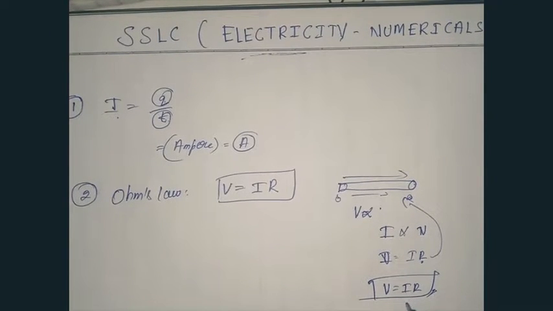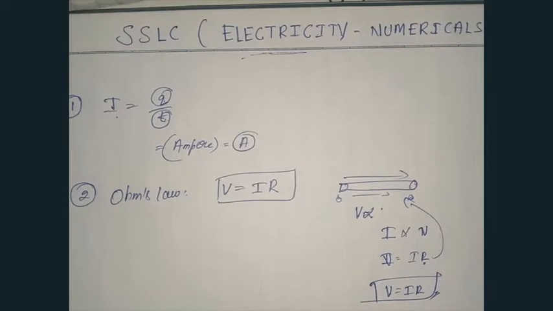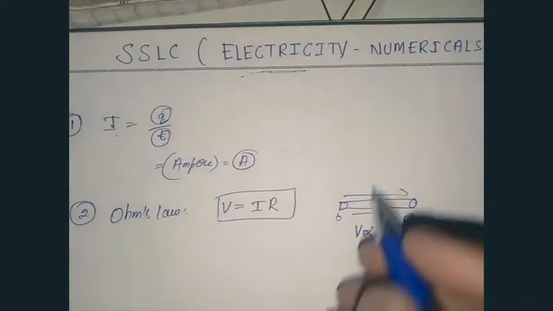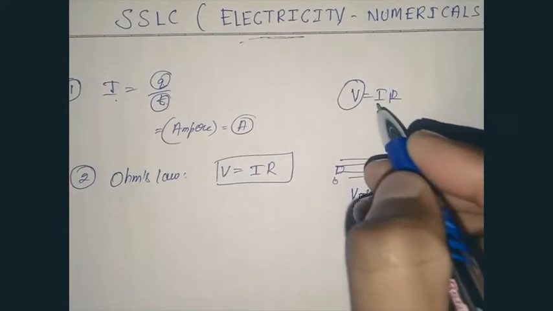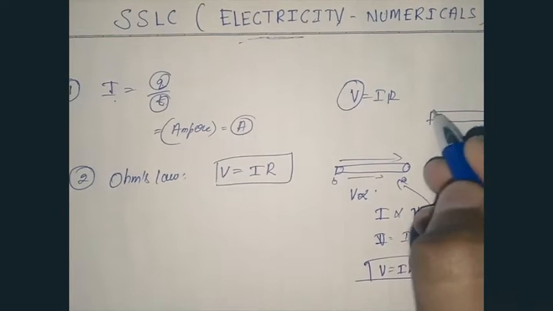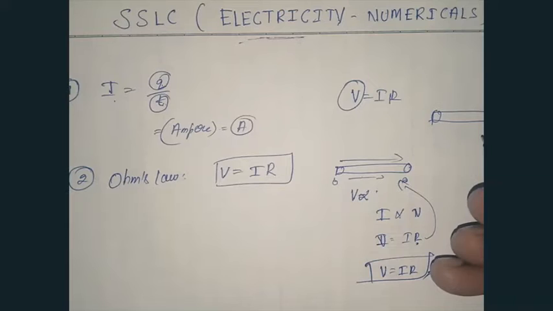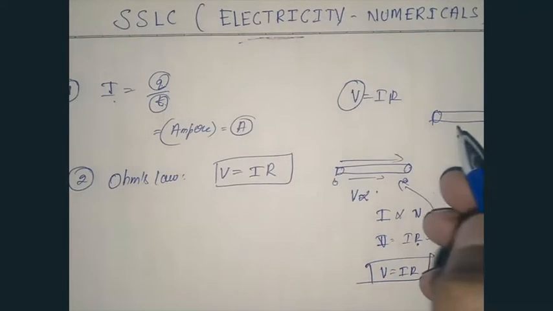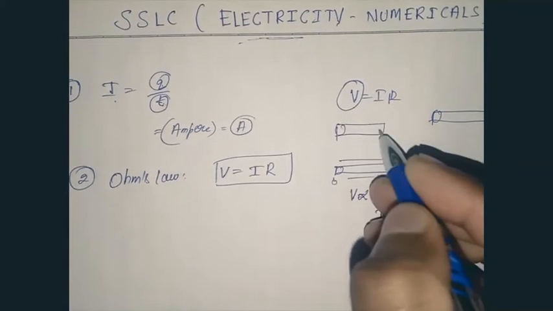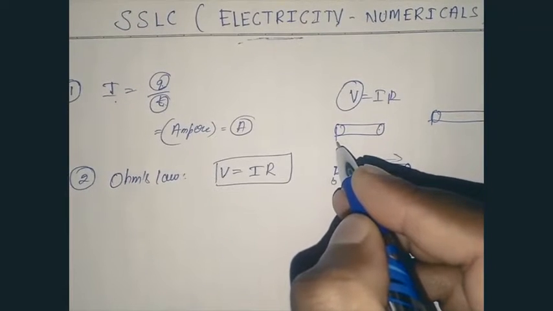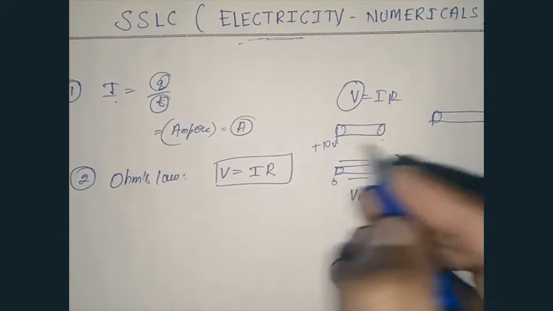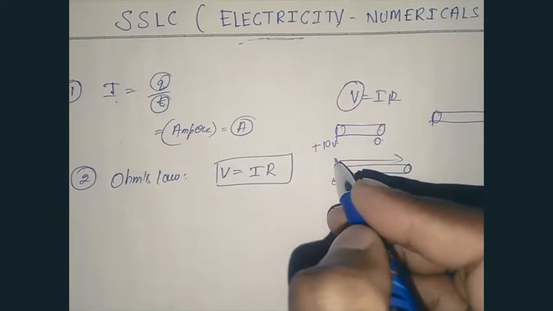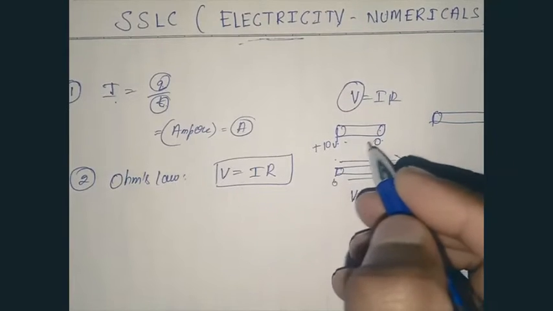We'll get lots of numericals on this formula. But we must know the importance of potential difference here. V is equal to IR, so what does this V represent? Whenever there is a conductor, there has to be a potential difference to make current flow in it. If it is 10 volts here and 0 here, the difference is 10 volts, and that causes the flow of current.